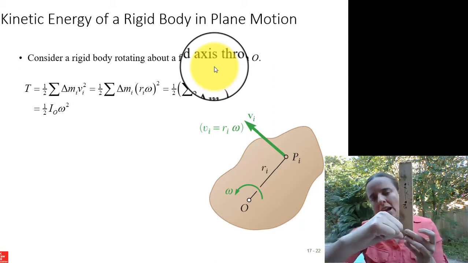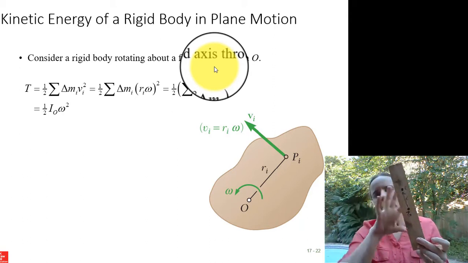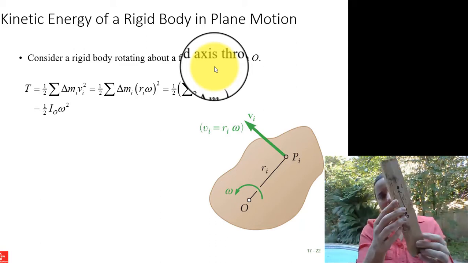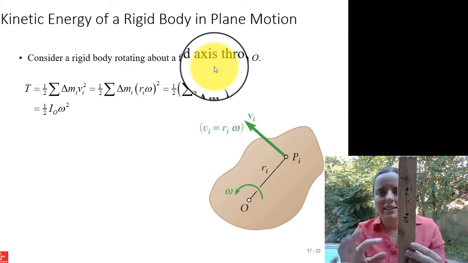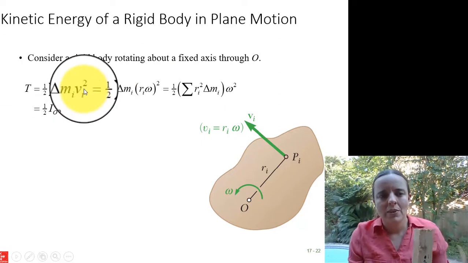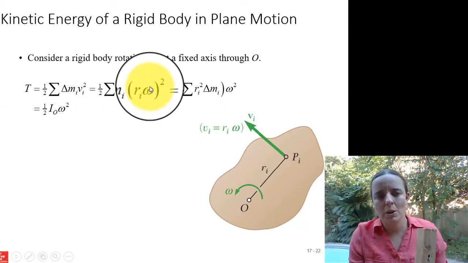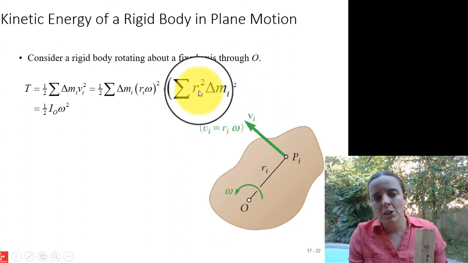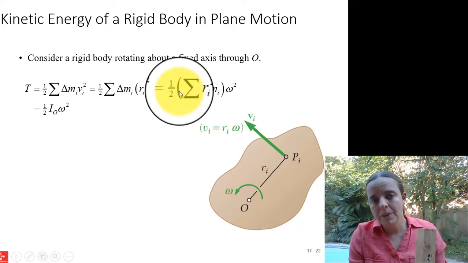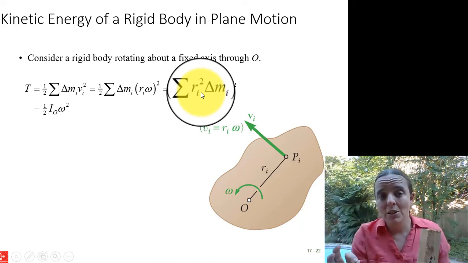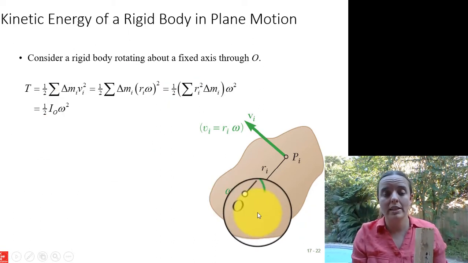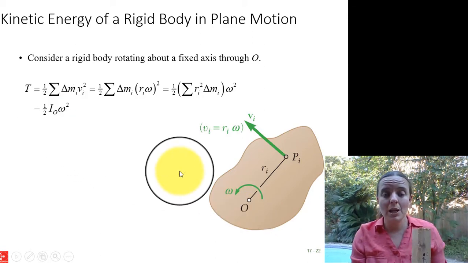So remember the right-hand rule. If it's going clockwise versus going counterclockwise, omega is going to describe that motion. So v squared goes to r squared omega squared, and that r squared m is going to turn into inertia. This is not inertia around the center. This is inertia around point O. That's a very big different thing.